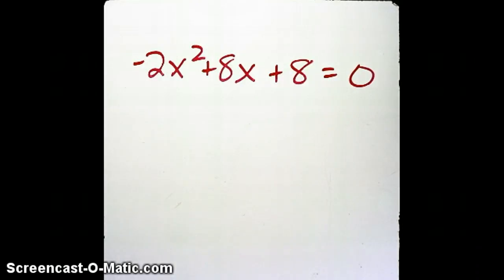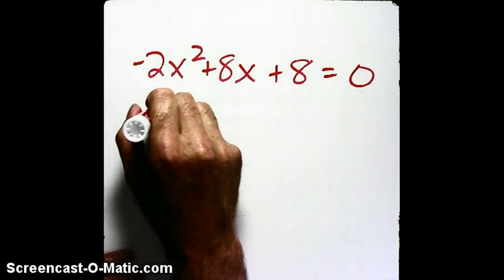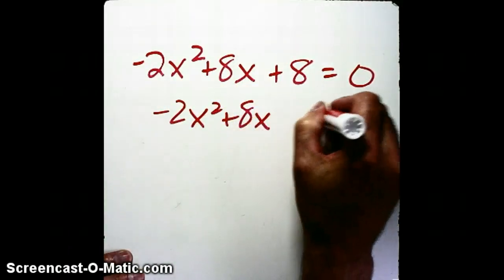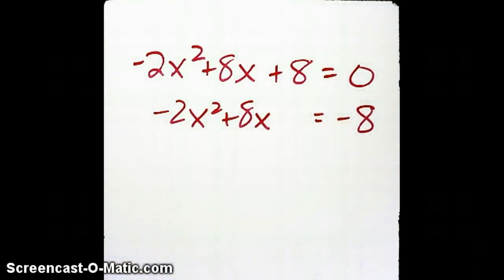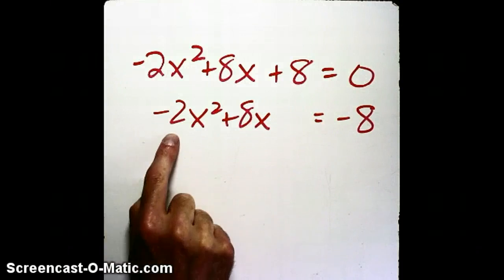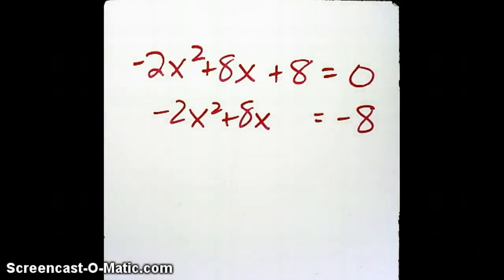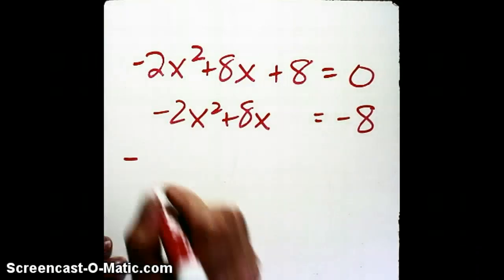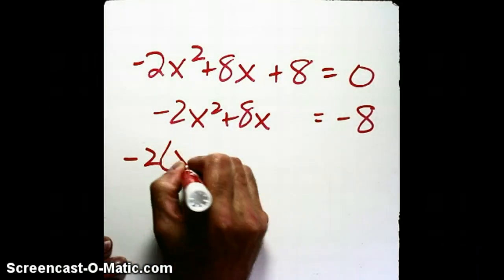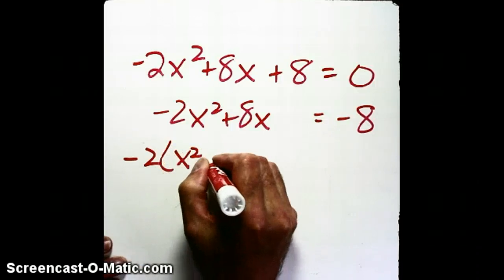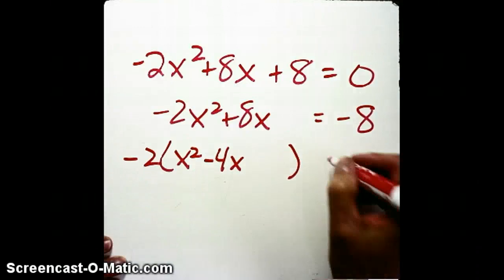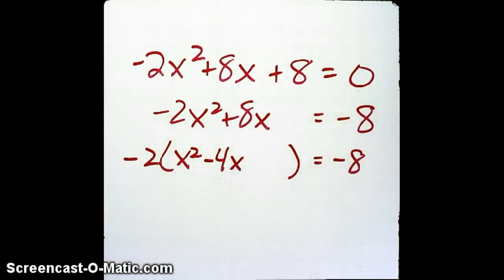Alright, so let's make music out of this problem. Take the constant to the right and leave a hole behind it. Half the middle coefficient. Well, we're kind of stuck now. We've got this -2 in the front, so for this problem, you're going to have to pull out the -2. I'm going to factor that out, and that's x squared minus 4x, equals -8.